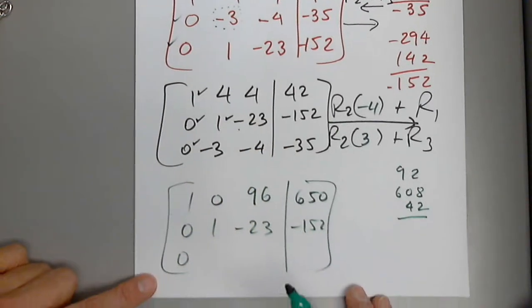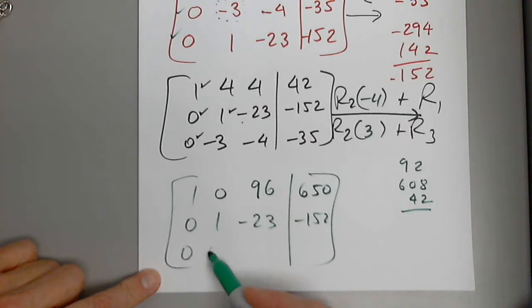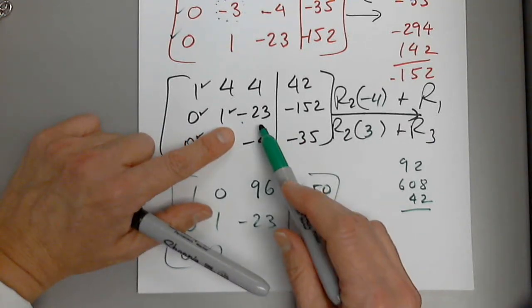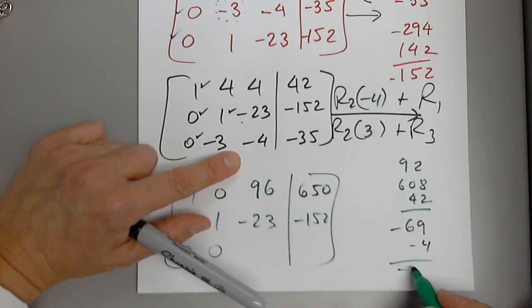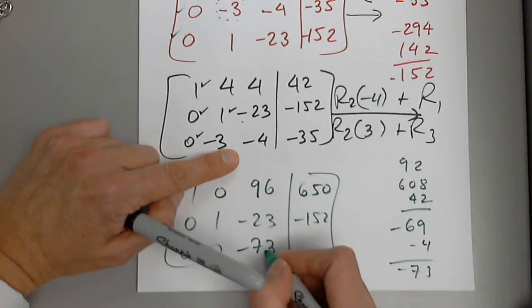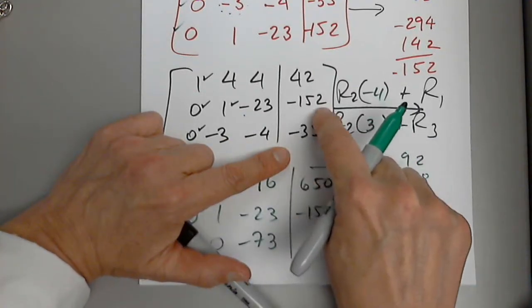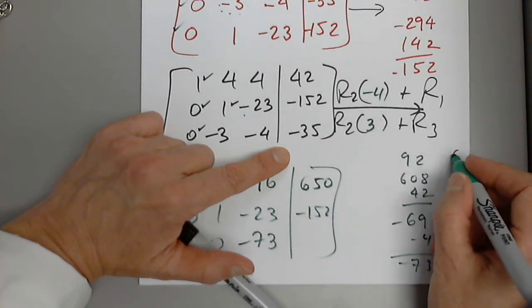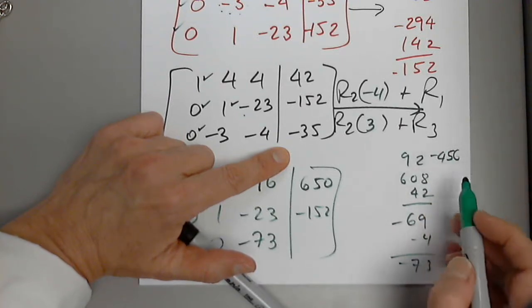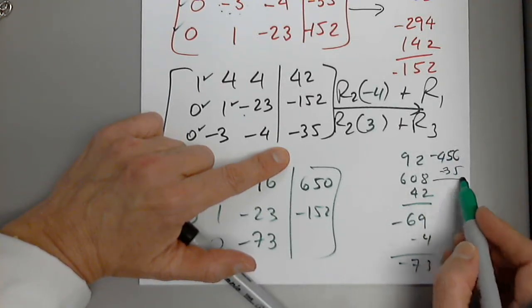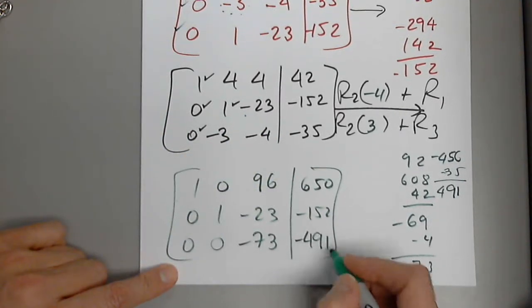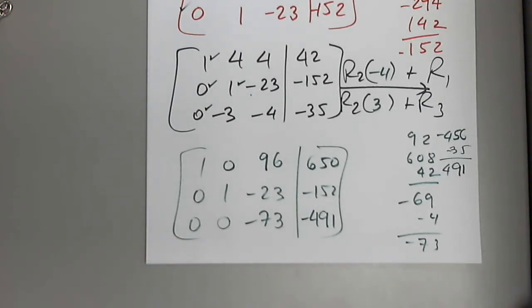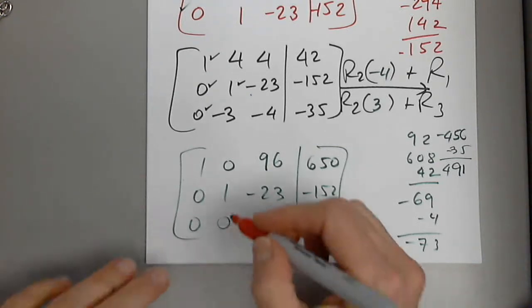Yep. Okay, next one. 1 times 3 minus 3. Okay, now this, it's 69, but negative 69, and then minus 4, and that's negative 73. Okay, 3 times negative 152, and I have negative 456 and negative 35. I got negative 491. Okay, perfect. Now, what did I accomplish? A lot, actually.